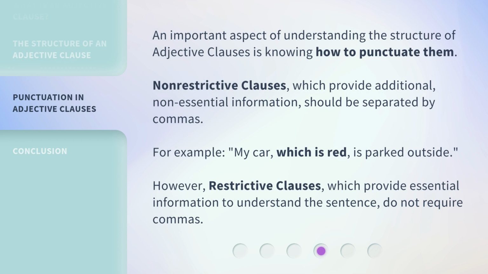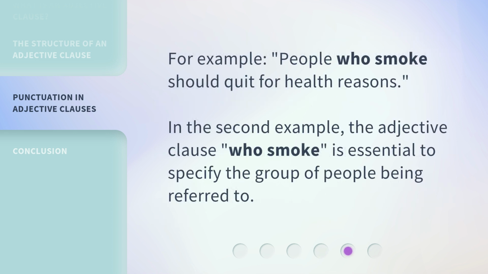An important aspect of understanding the structure of adjective clauses is knowing how to punctuate them. Non-restrictive clauses, which provide additional, non-essential information, should be separated by commas. For example, my car, which is red, is parked outside. However, restrictive clauses, which provide essential information to understand the sentence, do not require commas. For example, people who smoke should quit for health reasons. In the second example, the adjective clause, who smoke, is essential to specify the group of people being referred to.